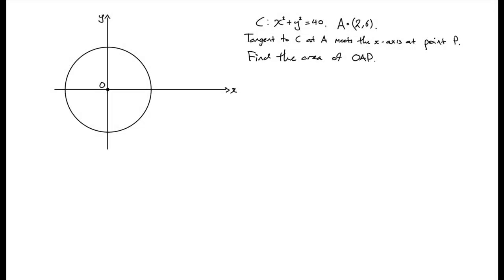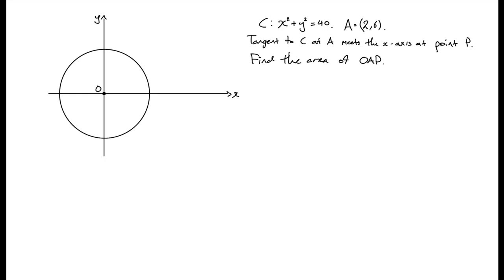Here we have a very nice but very challenging problem. We're given the equation of a circle and a point on that circle, and we're told that the tangent to the circle at that point meets the x-axis at point P. And then we're asked to find the area of the triangle OAP.